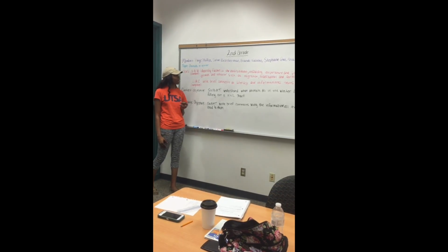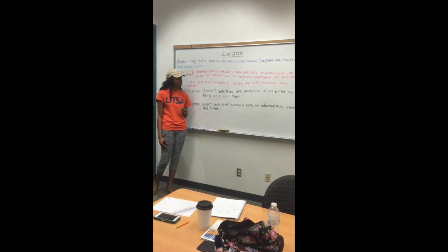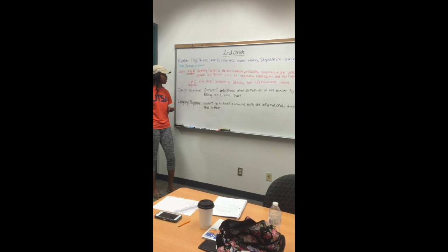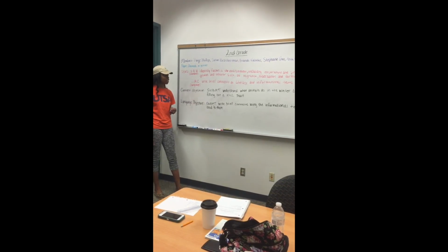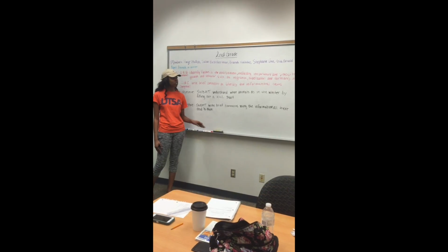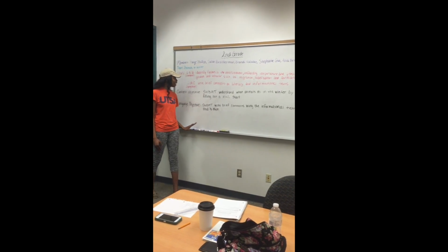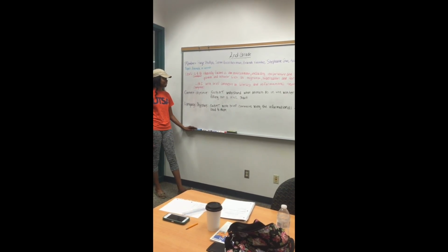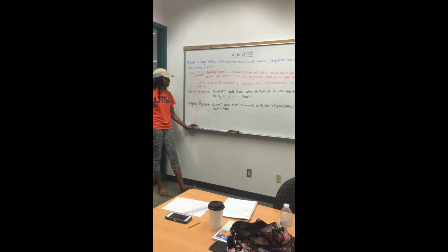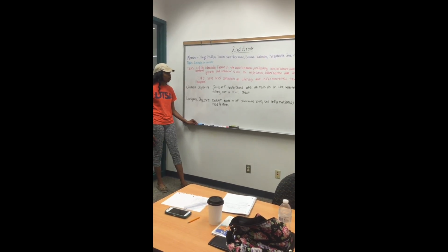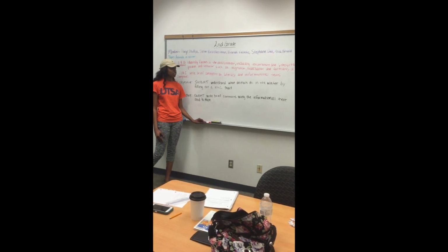It's to identify factors in the environment, including temperature and precipitation, that affect growth and behavior such as migration, hibernation, and dormancy of living things. The second TEK is 2.19C, and it's language, and it is to write brief comments on literacy and informational text.